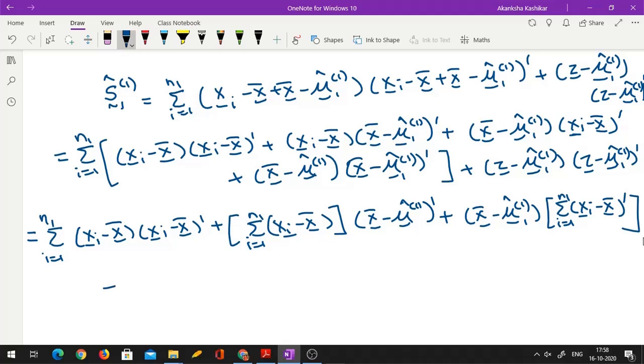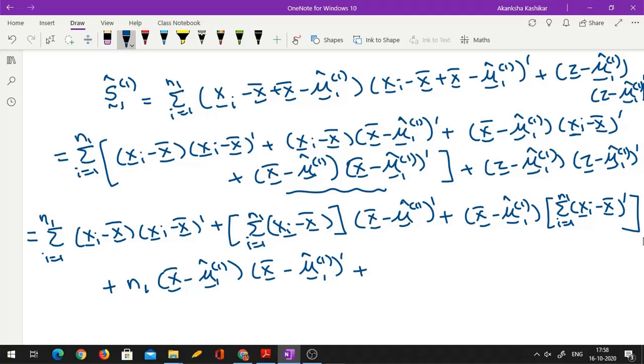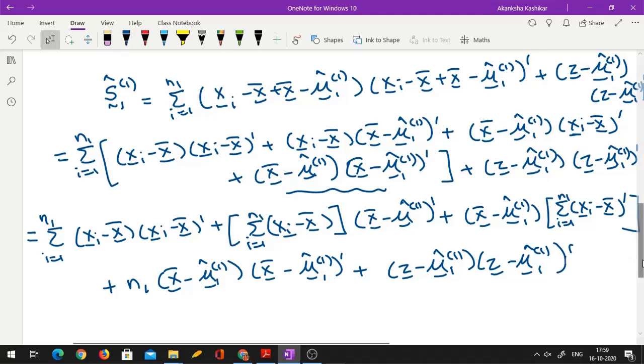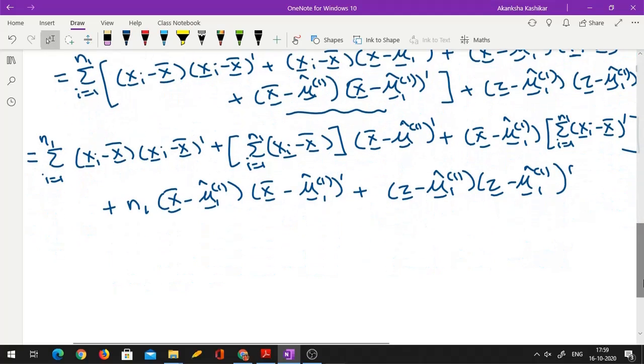Mu1 hat is definitely going to get affected, because now these two z terms also come from the first population. So z would have some contribution in mu1 hat. If x1, x2, ..., xn1 is the sample of size n1 from the first population, then mu1 hat would be n1 times x bar plus z, divided by n1 plus 1.